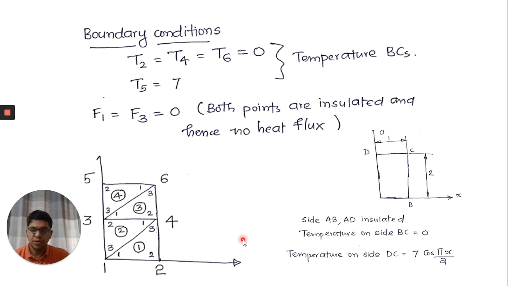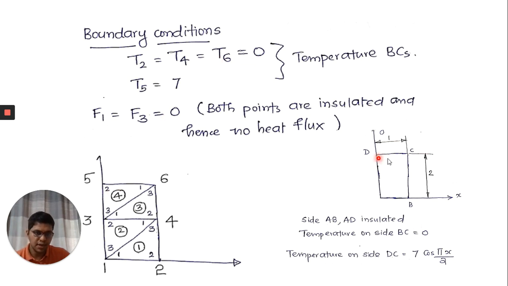Now we can apply the boundary condition. Once you assemble the global stiffness matrix, you can apply the boundary condition for the problem. So what are the boundary conditions? The boundary condition is given that on the side BC, the temperature is given as 0. So that means when you consider this line, the global nodes which lie on that line are global node 2, global node 4, and global node 6. That means the temperature at node 2, node 4, and node 6 will be equal to 0 because temperature on side BC equal to 0. So T2 is equal to T4 is equal to T6 equal to 0. That is the temperature boundary condition.